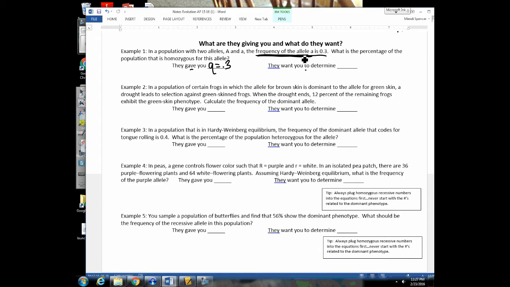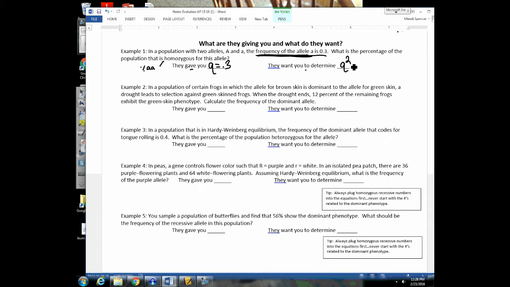The question goes on to say, what is the percentage of the population that is homozygous for this allele? So they want to know the percent of the population that would be little a, little a. Little a individuals are represented by Q squared. So they want you to determine Q squared in this situation.